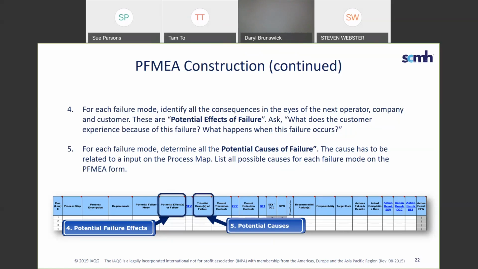What are the causes of that failure? The causes have to be related to the inputs on the process map. So you list all possible causes for each failure mode. If my hole's too small, did I use the wrong drill? Or if it's too big, did the drill walk? Was the drill dull? Those causes are related to your failure modes, and they come right from the inputs of your process map. If you want to look at your next slide.